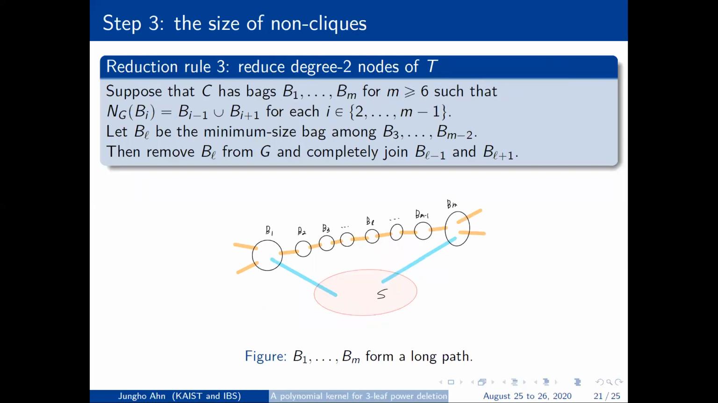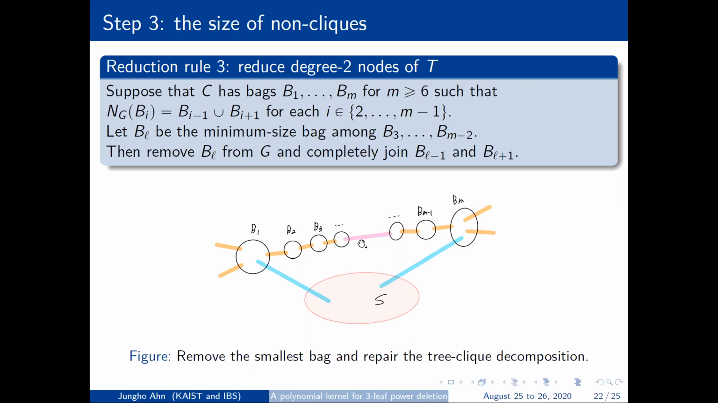And the last rule helps us to reduce the number of degree 2 nodes of T. So suppose that C has bags B1 to Bm, which form a path in T for m at least 6, such that the neighborhood of B2 is the union of B1 and B3, and the neighborhood of B3 is the union of B2 and B4, and so on. Let B_l be the minimum size bag among B3 to B_{m-2}. Then we can remove B_l from G and completely join B_{l-1} and B_{l+1}, so that we can reduce the number of degree 2 nodes of T.